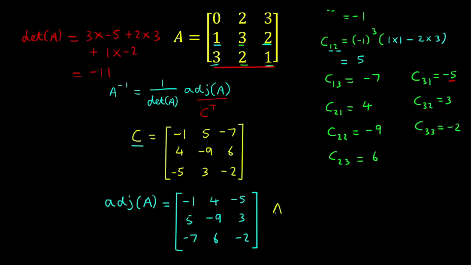So therefore the inverse of A is the reciprocal of the determinant of A by the adjoint matrix. So we just divide each entry by minus 11.